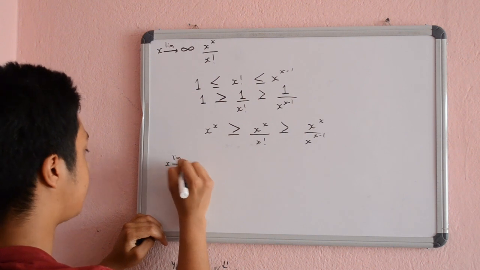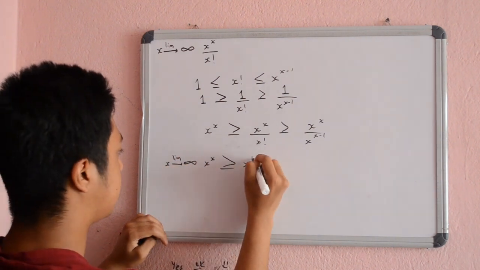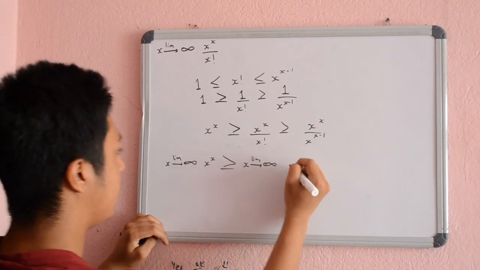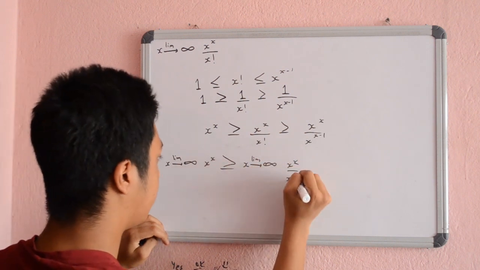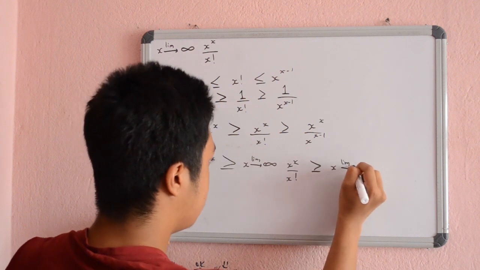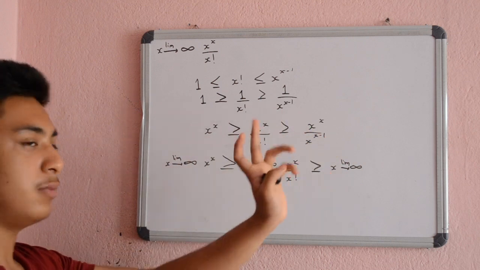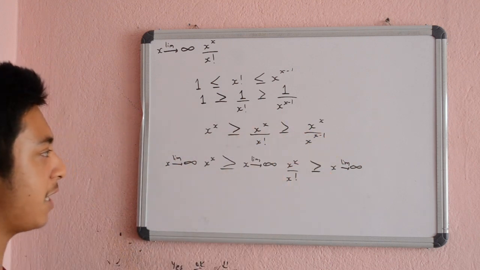So as x tends to infinity, the limit of x to the power x is greater than or equal to the limit of x to the power x by x factorial, which is greater than or equal to the limit of, and right here, x to the power x by x to the power x minus 1. We can somehow simplify that, right?